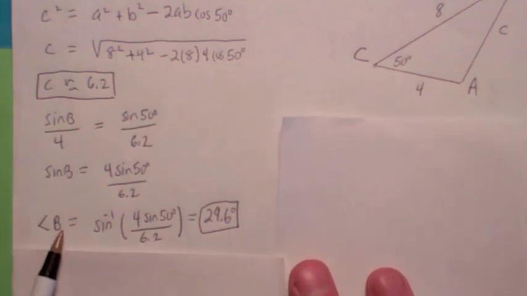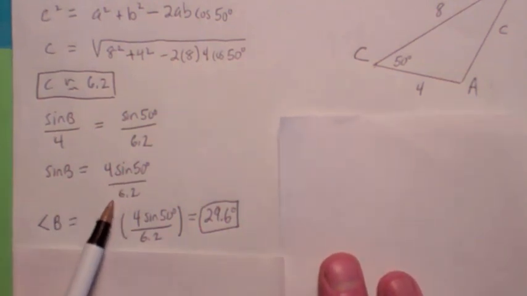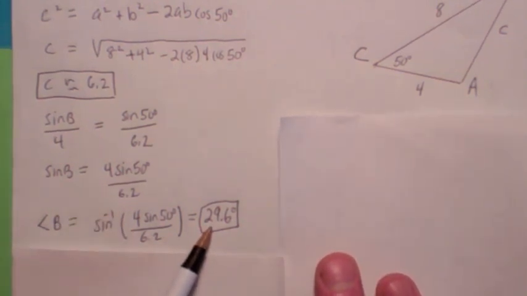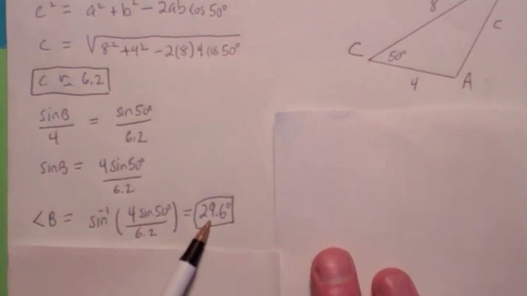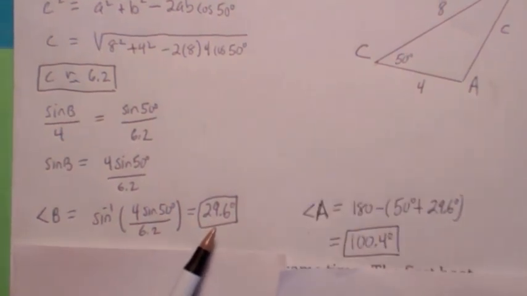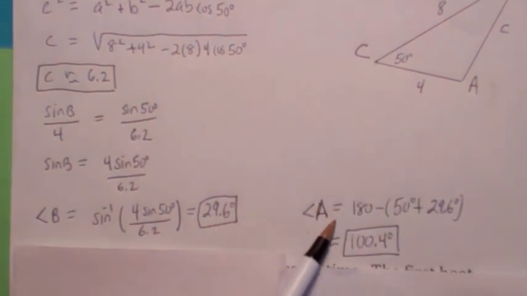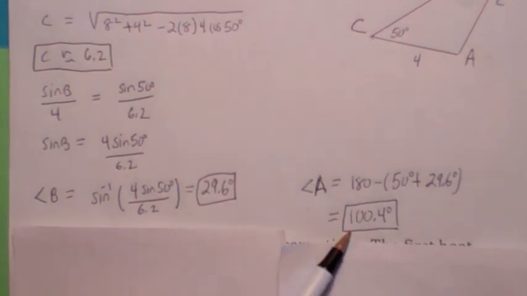So when I find angle B using the inverse sine of 4 sine of 50 over 6.2, I get the first quadrant, right? 29.6. And then the last angle, angle A, would be 180 minus the sum of the first two. I get 100.4 degrees.